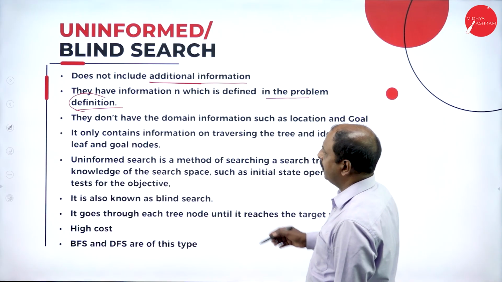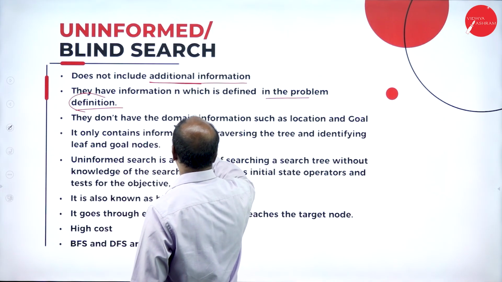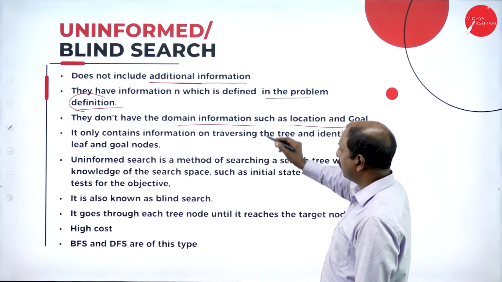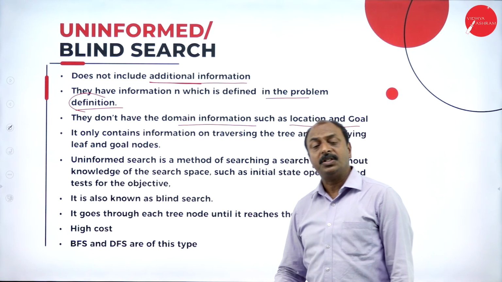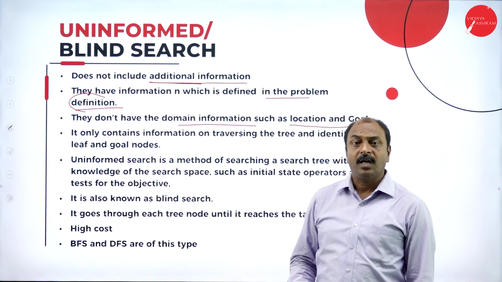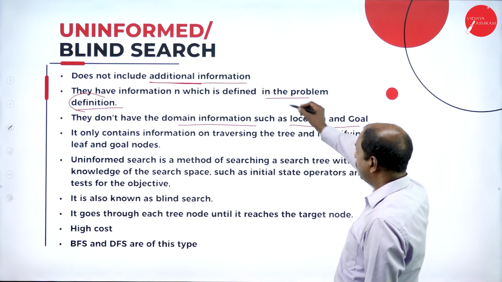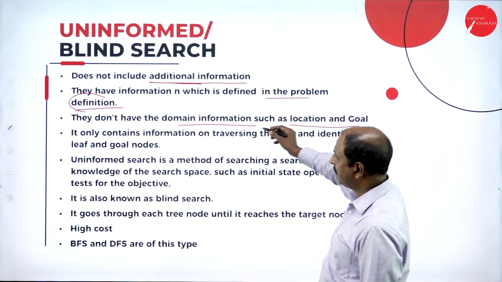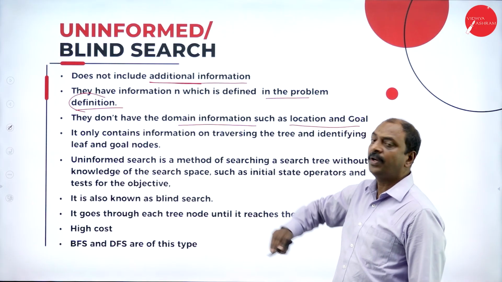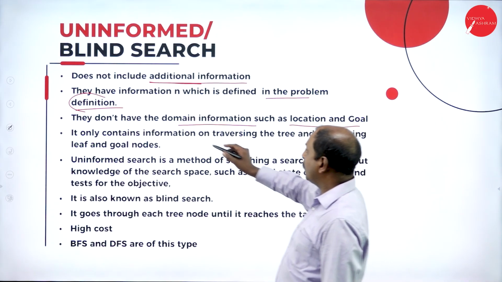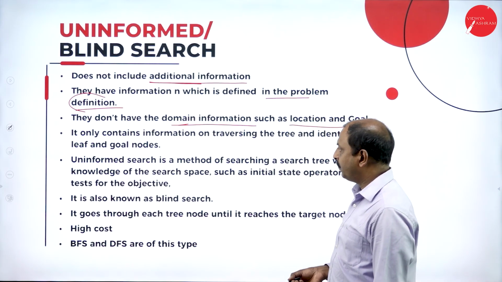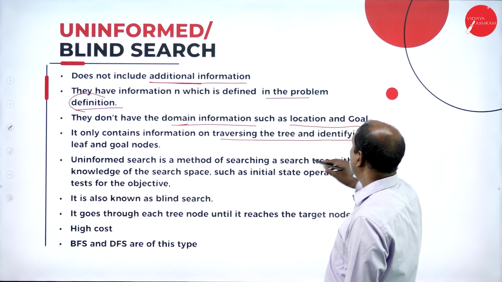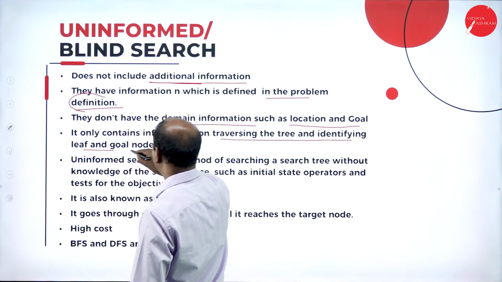Next, they don't have domain information such as the location and the goal. This algorithm doesn't have the location, or where the goal is, or the different additional information required for this particular goal. Those pieces of information are missing, we say the domain information. Next, it only contains information on traversing the tree and identifying leaf and goal nodes.